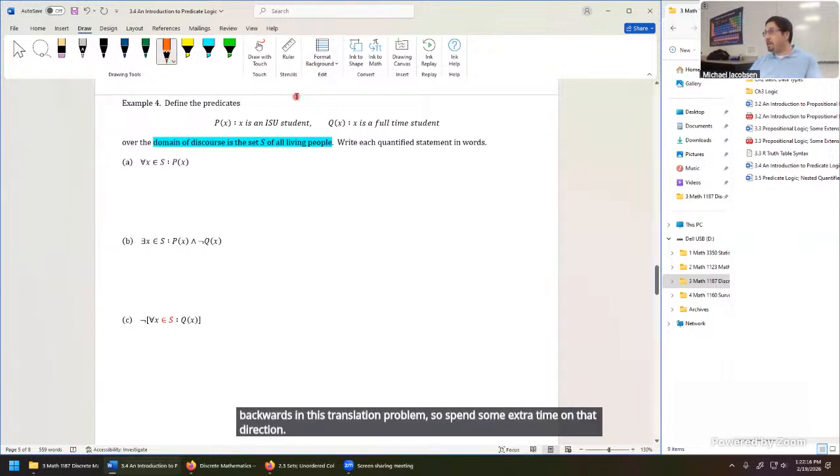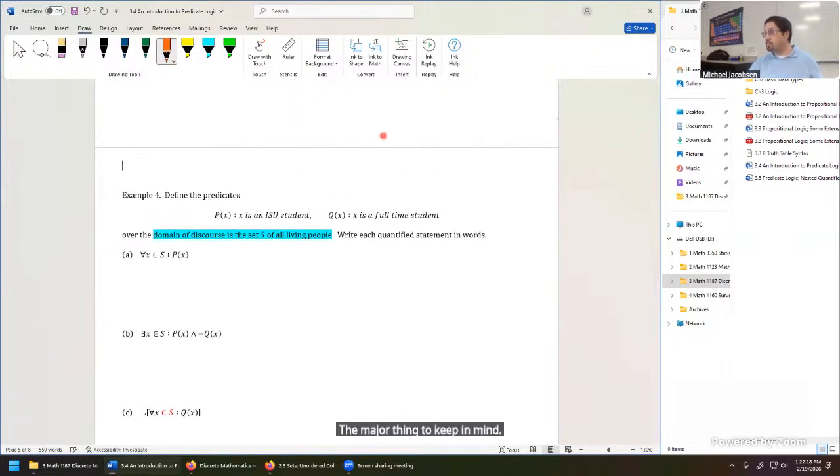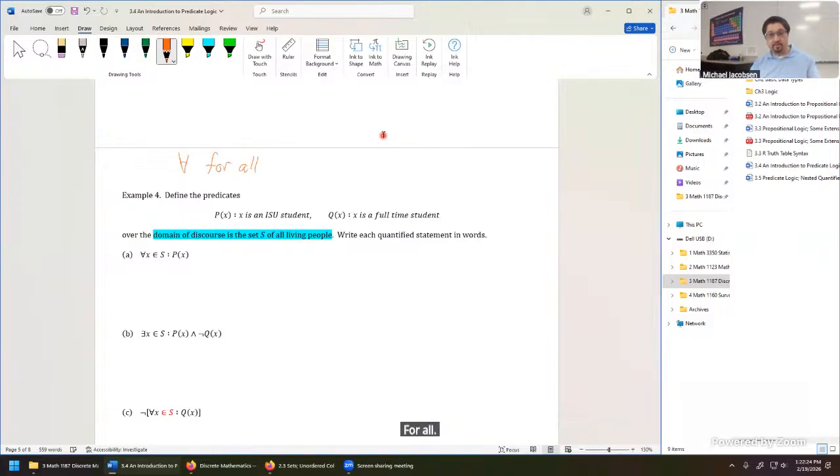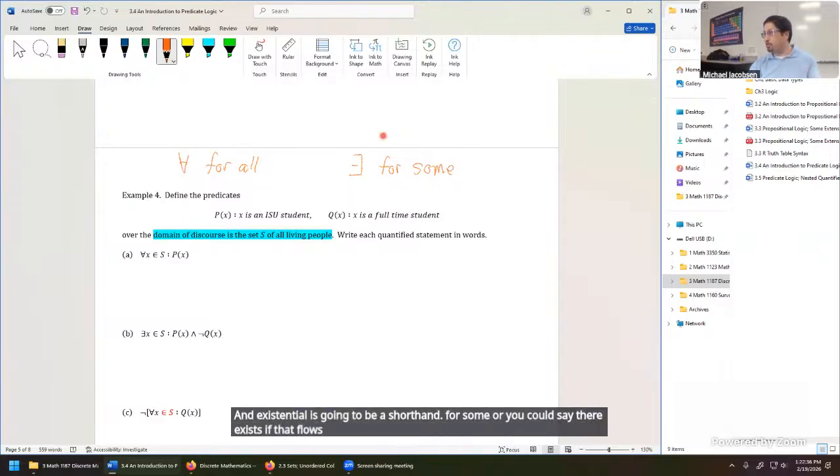The major thing to keep in mind, once again, is that when you see this statement, this is shorthand for all, or you could say for every, if it just flows better in the sentence. And existential is going to be a shorthand for some, or you could say there exists, if that flows better. Let's say that down below, just to be specific.